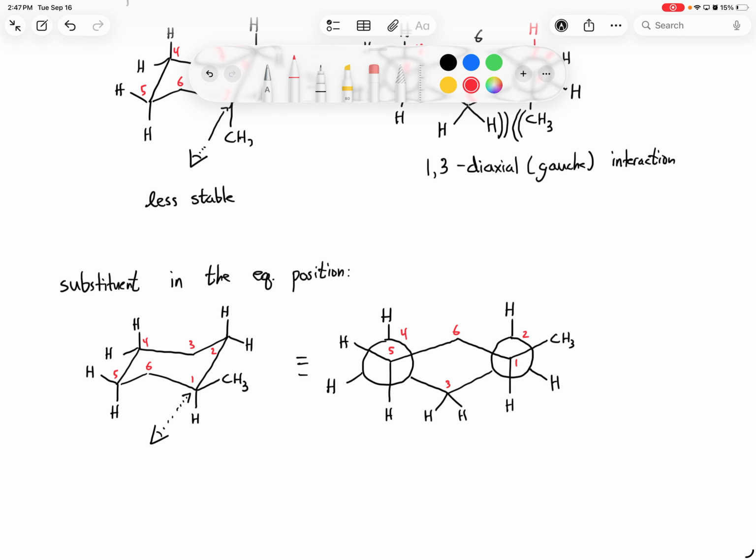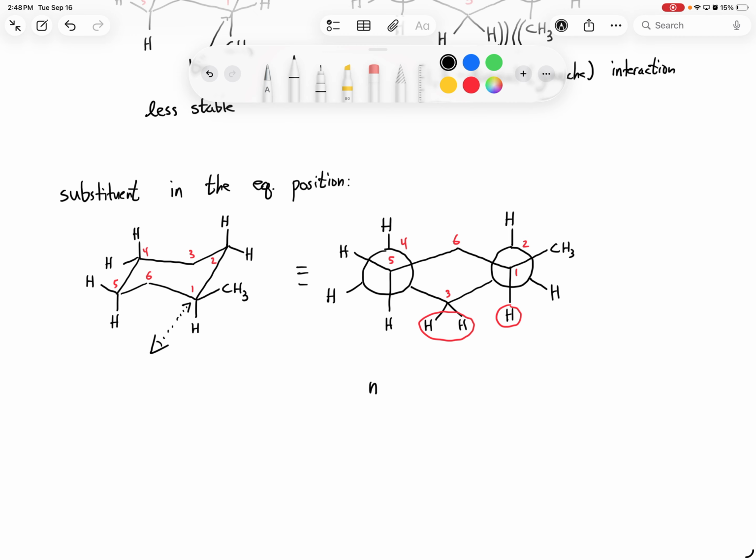But look at these H's. There's no bulky carbon group now. So there's no 1,3 diaxial interactions because the methyl group there is not in the axial position, it's in the equatorial position. Okay, so here we have no 1,3 diaxial gauche interactions. Okay, so this is the more stable conformer.